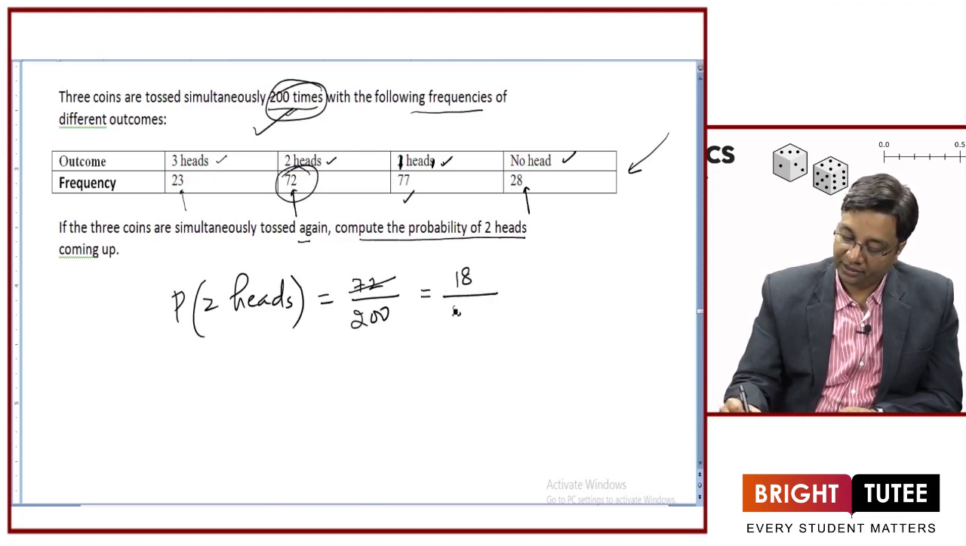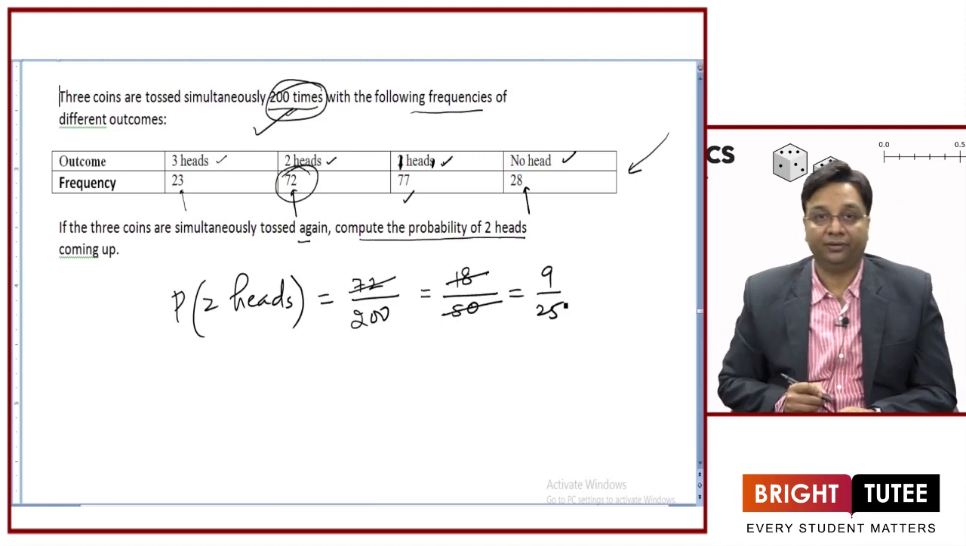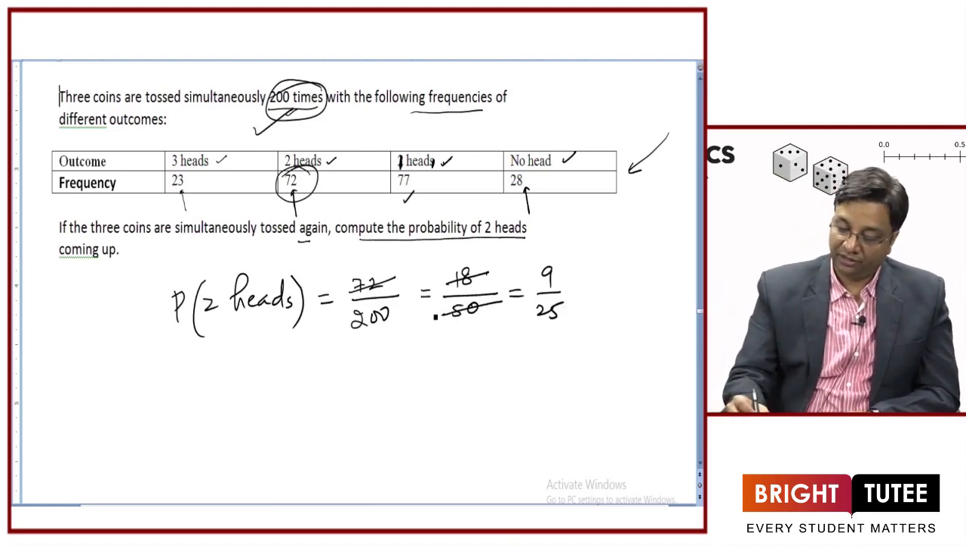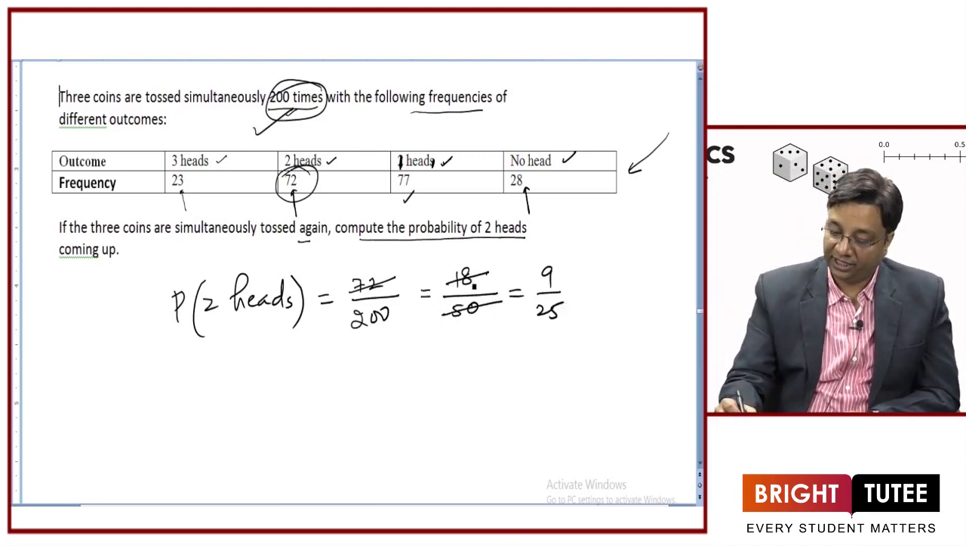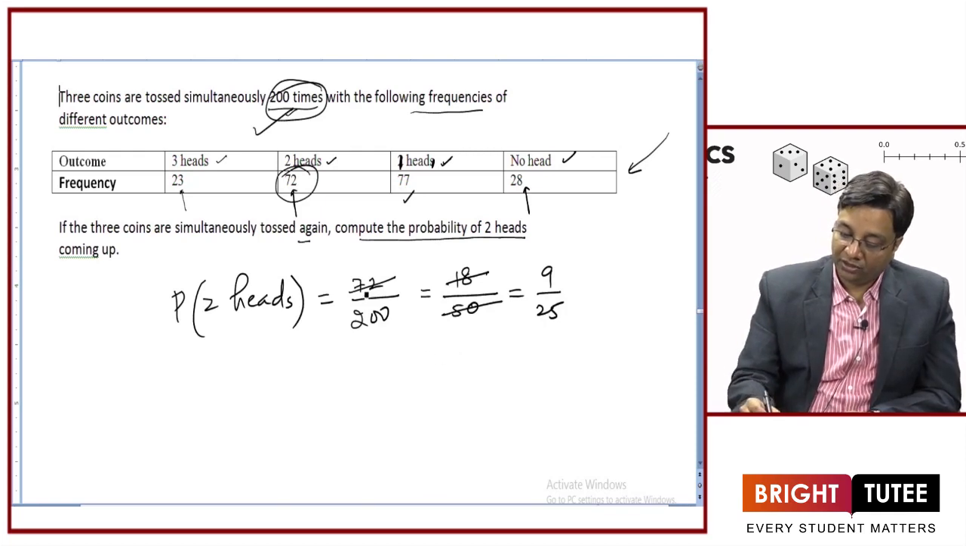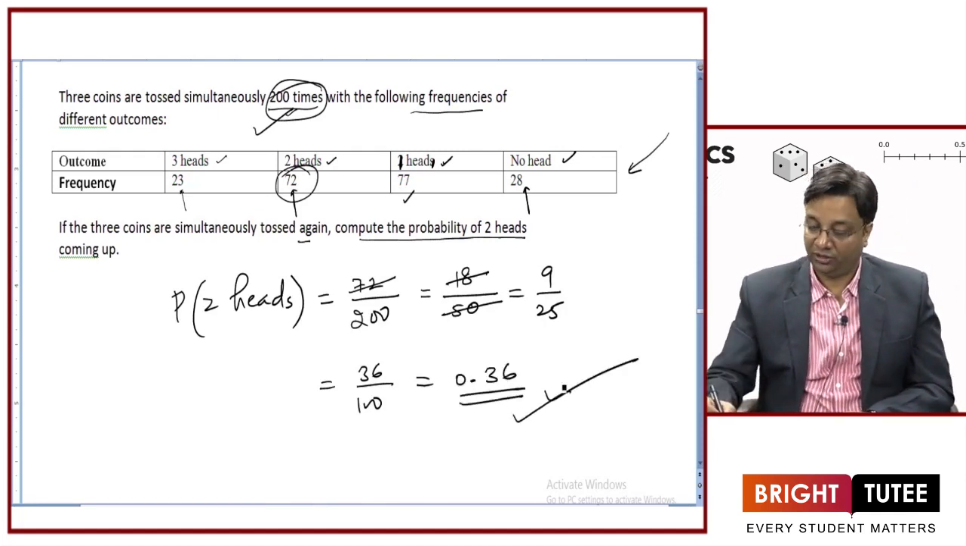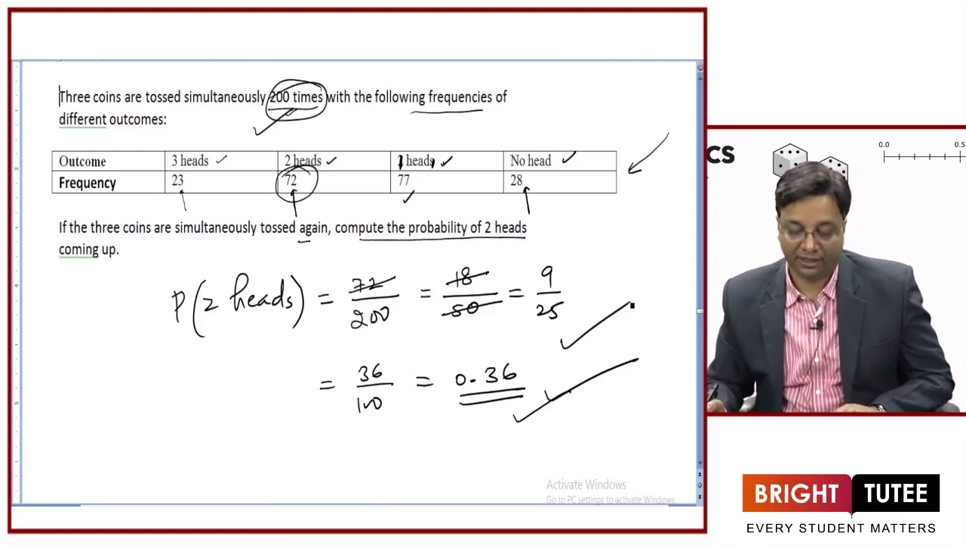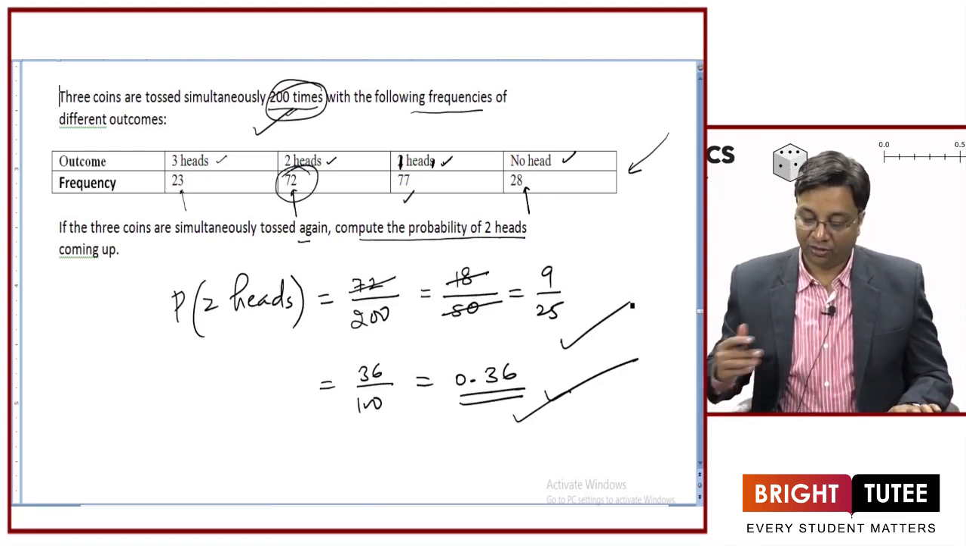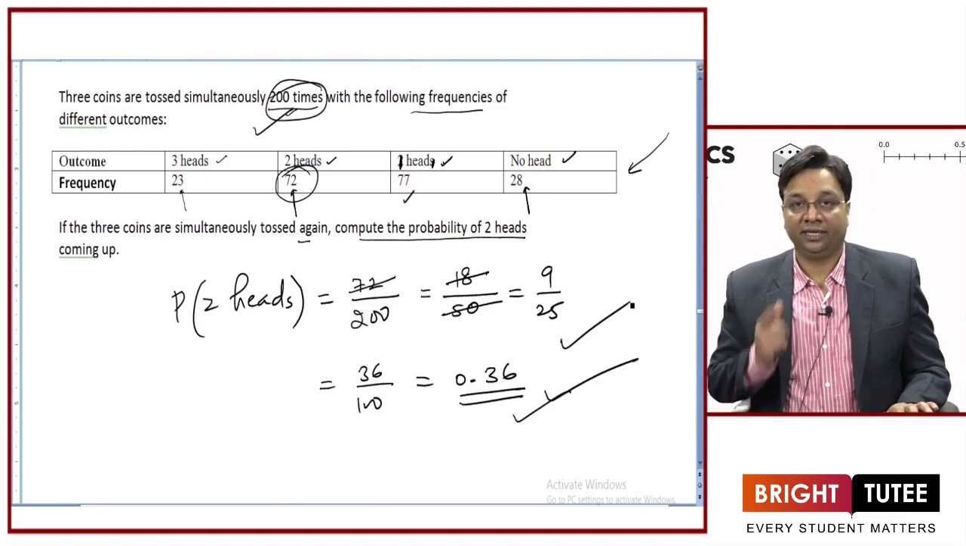18 by 50, right. Or if you want to convert it into decimal form, 72 by 200 can be written as 36 by 100, and you can write it in decimal form like 0.36. So, this is also correct, right. So, this is the probability of 2 heads coming up in the next toss.